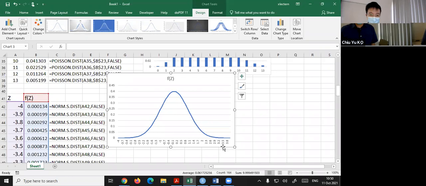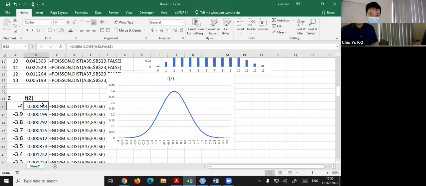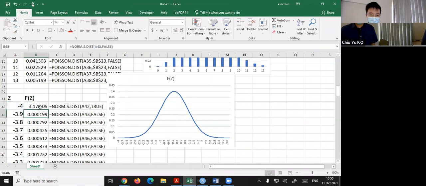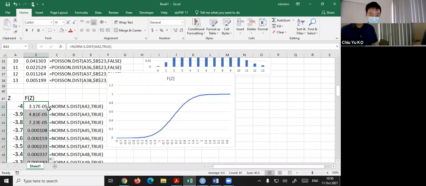dealt with the Z table. Okay, so if you change it to, let me just be lazy, I change it to F. And I change it to true. Okay, and this is the Z table, right? This is Z table. What does it mean? Oh no, it's not the Z table. This is F.